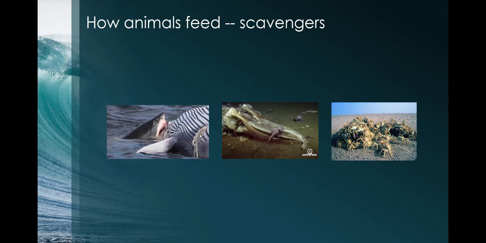So this is off the coast of Cape Cod. This is a dead humpback whale. It's floating on its back. This is its belly, right? This is one of its pectoral fins. And who's taking a big bite of it? But this is a big female great white shark.